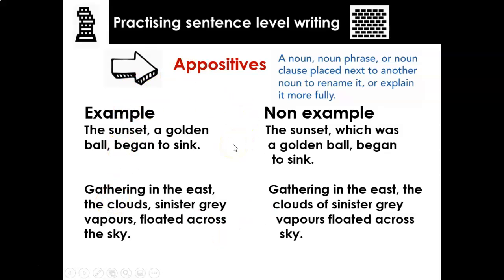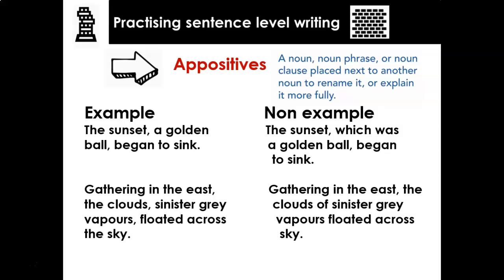Now let's look at these 2 non-examples. The sunset, which was a golden ball, began to sink. Now on our top tips, it said appositives do not begin with certain keywords, and which is one of them. And just to show you why it's not an appositive, remember we said an appositive should be able to replace the noun, so we should get rid of sunset and the sentence will work if it's an appositive. So, which was a golden ball began to sink. If you get rid of sunset, that does not work. Okay, so it cannot be an appositive.